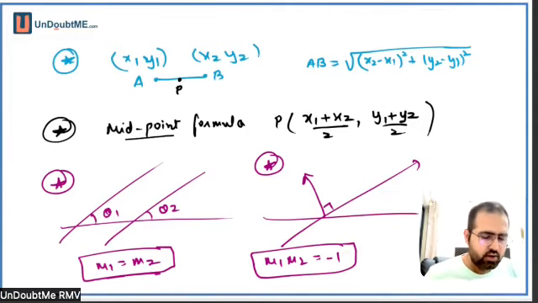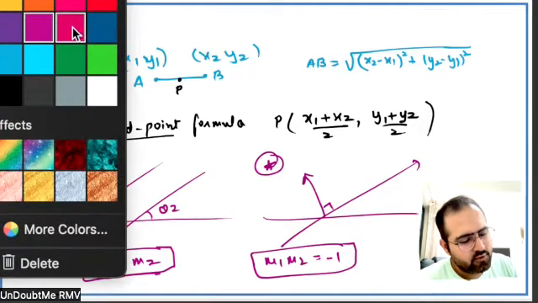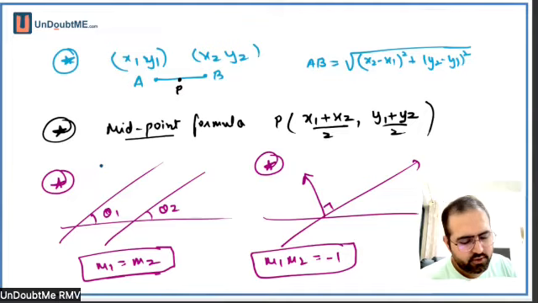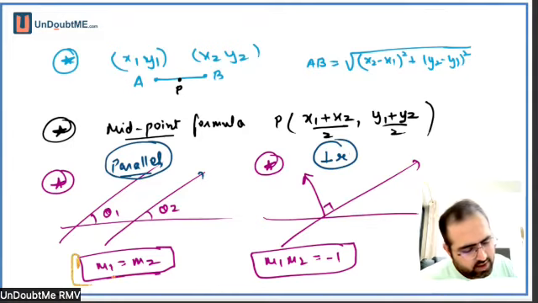Okay, so what's the first one again? The M1 is equal to M2 when lines are parallel. Along with this, also draw the diagrams, so it will make more sense. Like in the first diagram you can see that lines are parallel. Okay, in the second one lines are perpendicular. So these are conditions for parallel lines and perpendicular lines. These are very important.